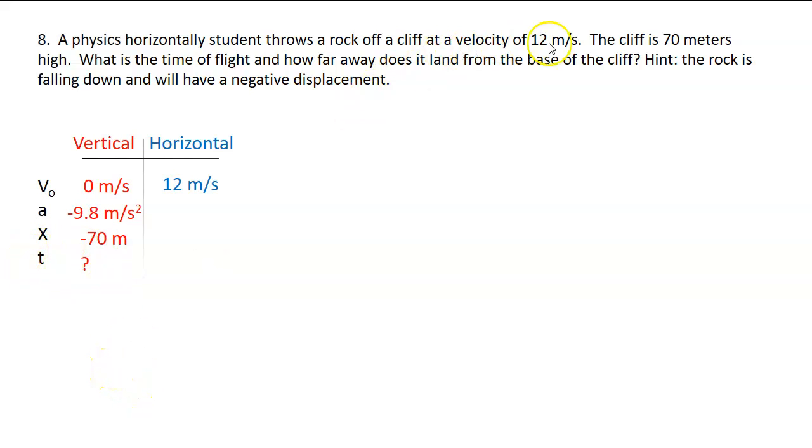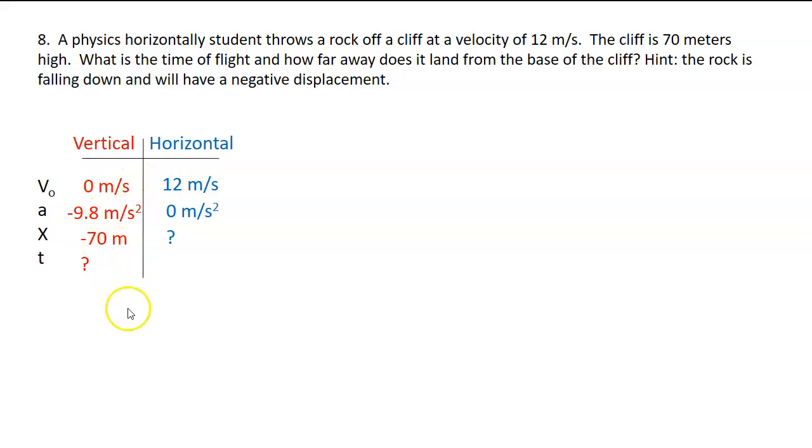Horizontally, we know the initial velocity is 12 meters per second. Acceleration, there is none, because remember in the previous problem we said the horizontal velocity stays constant. So if there's constant velocity, that means no acceleration. And we don't know how far it lands. That's what we're trying to figure out. So how long was it in the air, and how far away from the base of the cliff did it land?